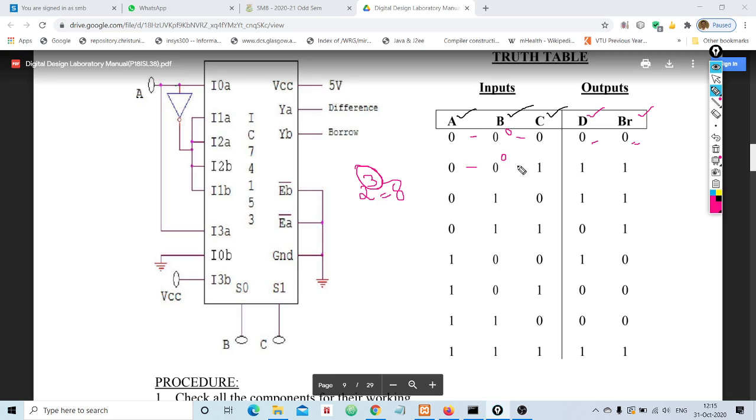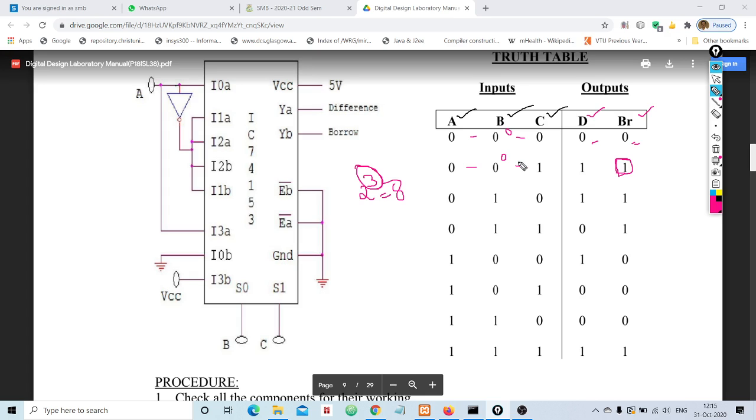Again, 0 minus 1. Interesting, I can't subtract 1 from 0, right? As a result, we need to take a borrow here. So that's why the borrow bit has to be set to 1. Did you understand why the borrow bit has to be set here? Because I can't subtract 1 from 0, hence we need to take a borrow. Since we are taking a borrow here, we need to set the borrow bit.